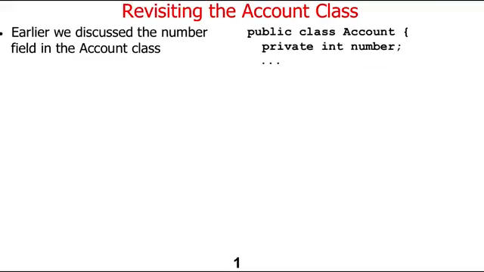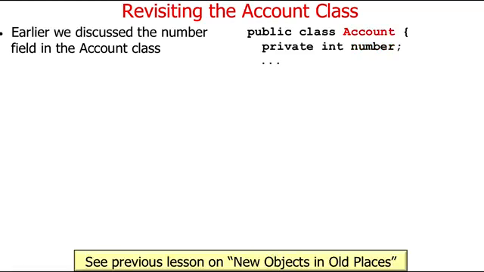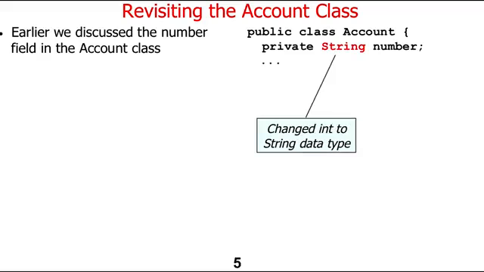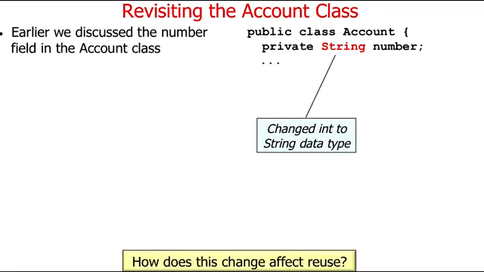Recall our earlier discussion about the number field in the account class we were building in the previous lesson. We initially defined this field as an int data type. After we worked with the class for a while, we made the design decision to change the number field from an int to a string type to accommodate the way we were generating account ID numbers. One issue that arises from this change is how it affects reuse. In particular, one of the many aims of a class is to reuse it in many different scenarios.